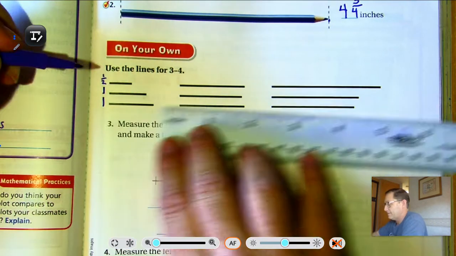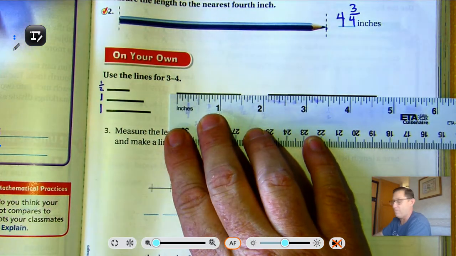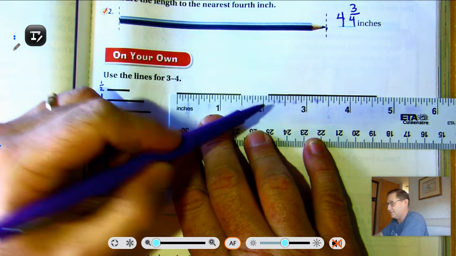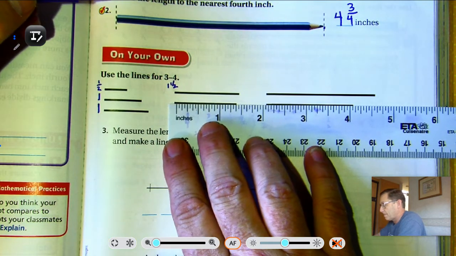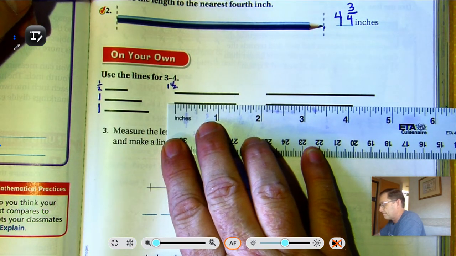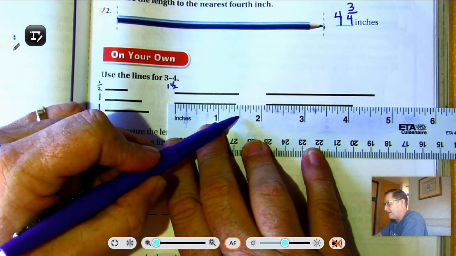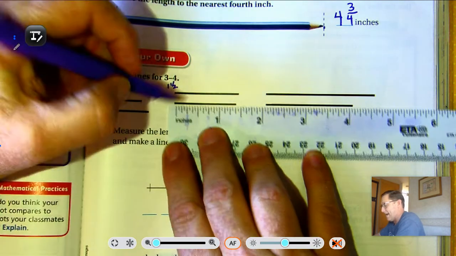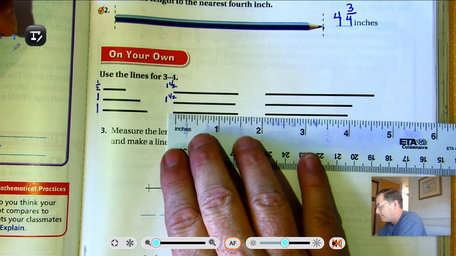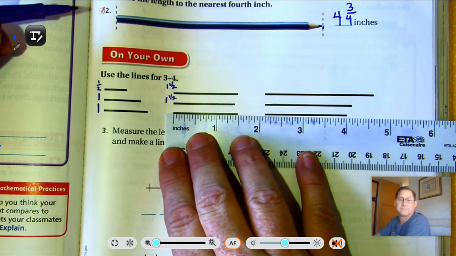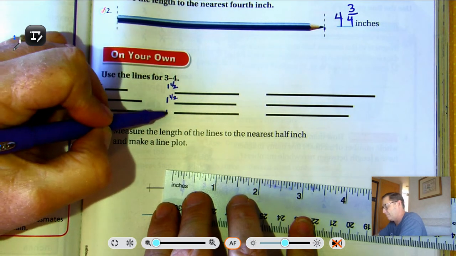Okay, next line, that's sitting right at 1.5, right? It's exactly in between the 1 and the 2. 1.5. Next one, here's 1, and the ½ is closer to 1.5. So we're getting a lot of 1s and 1.5. Okay, this next one, 1.5. That makes sense. It looks almost exactly like the top one.